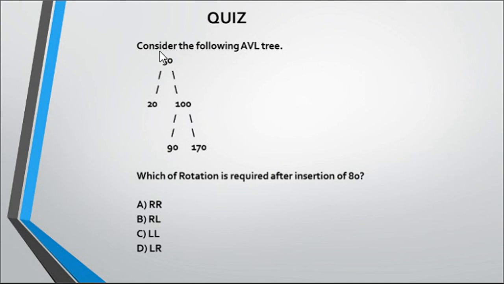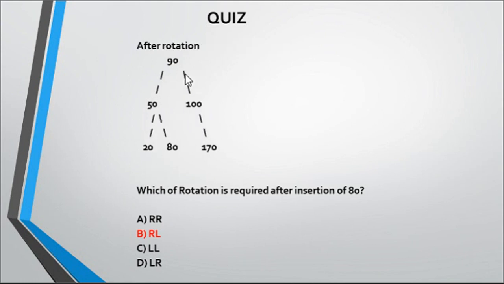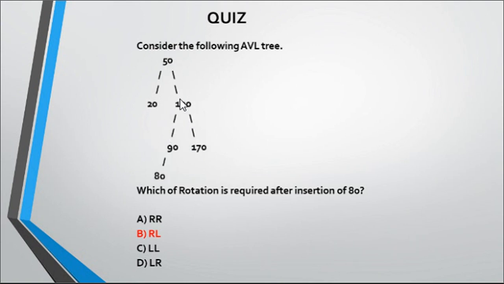So 50 is imbalanced. Now 50 is imbalanced because of what? Right, left. Okay, so which type of rotation will be required? That is RL rotation. Now over here we have to choose RL rotation. After doing RL rotation on this, how will the new tree look after rebalancing? Now the tree will be like this. We have to make which the root? A, B, C. So 90 should be the root, and then 100 at right, 50 at left.